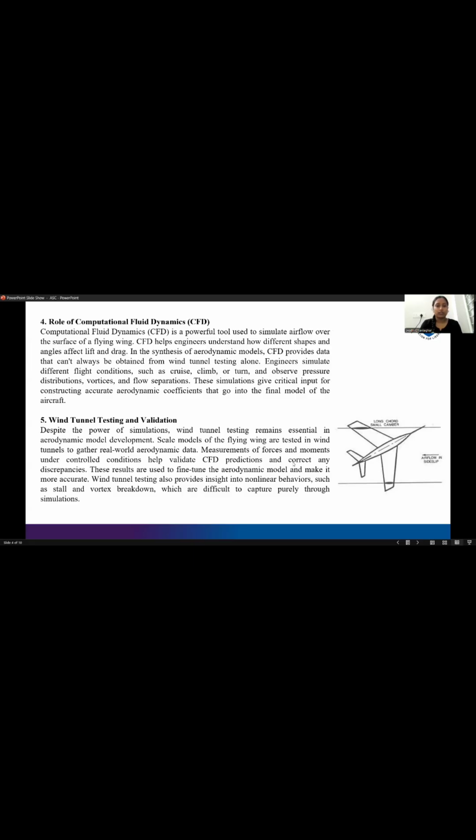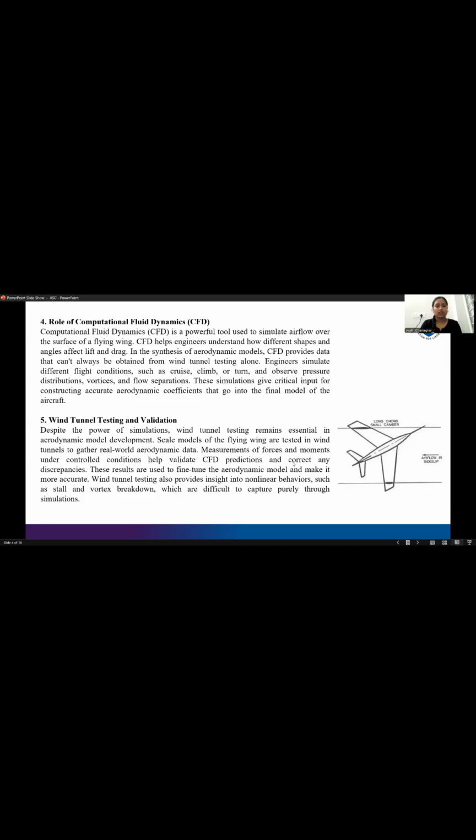Engineers simulate different flight conditions such as cruise, climb, or turn and observe pressure distribution, vortices, and flow separation. These simulations give critical input for constructing accurate aerodynamic coefficients that go into the final model of the aircraft.